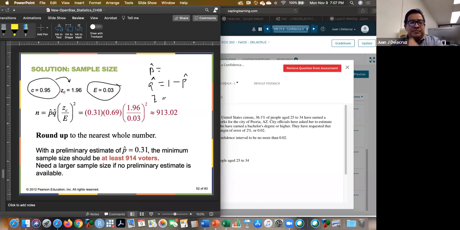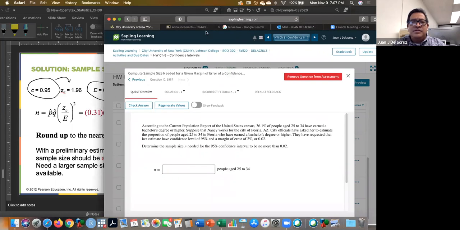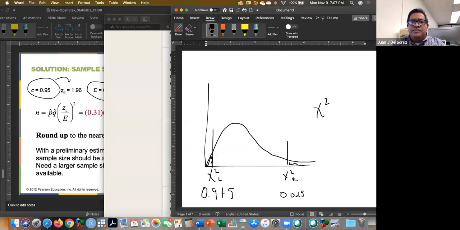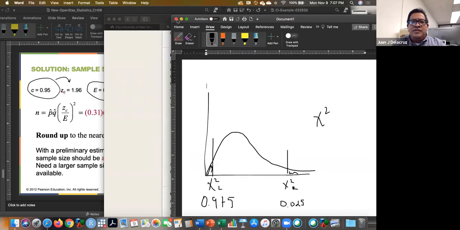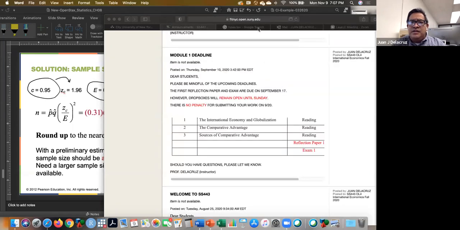So you have the confidence level. So let me go back to my... So in order to find, ay Dios mío. Let me close some of the things here and save.